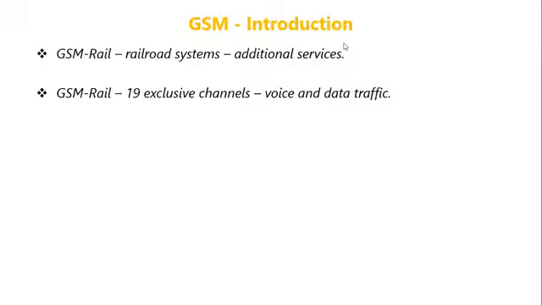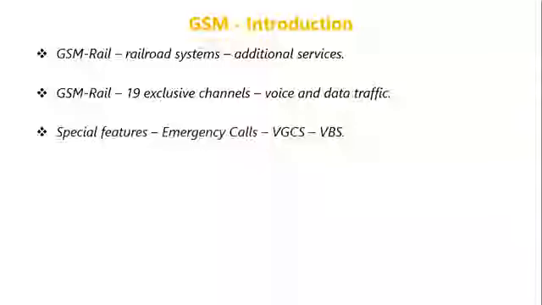It offered 19 exclusive channels for railroad communications for voice and data traffic. Okay. The special features of these systems include emergency calls with acknowledgements, and also services like VGCS and VBS.